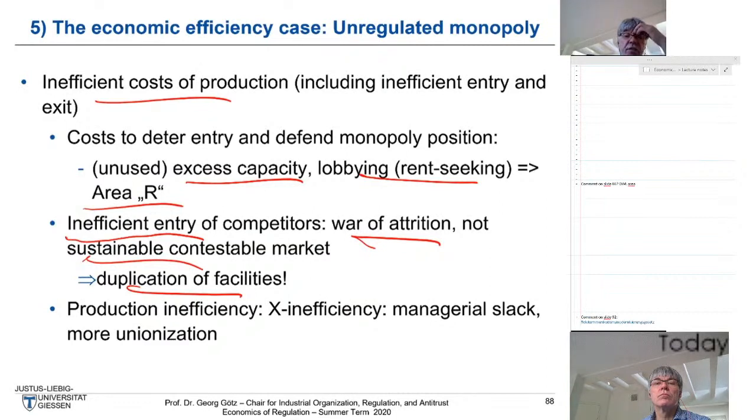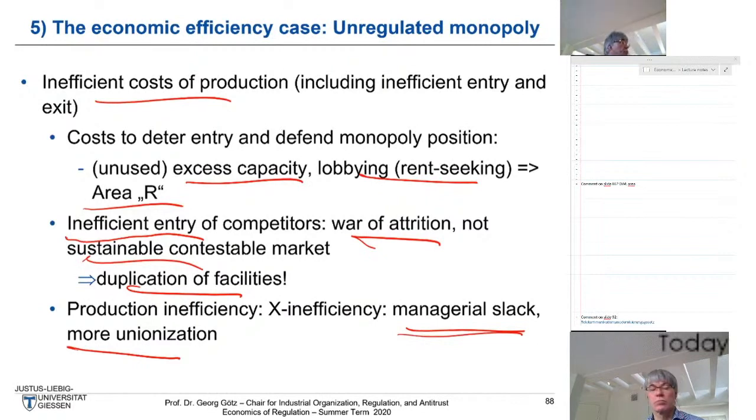I managed X inefficiency, managerial slack, more unionization. Actually, that's what our regulated companies are well known for, or our state-owned or state-run companies. They typically have unionization which is at above 90%. And managerial slack, we will get back to that once we talk about moral hazard.